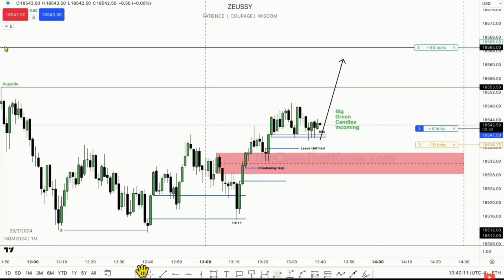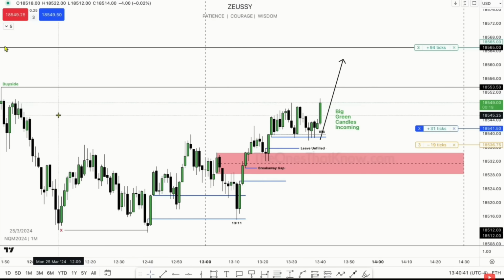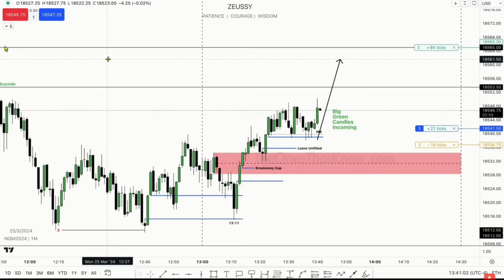This is where we're seeing time distortion take place, where the market is consolidating, going sideways, and we're waiting for the right time for the market to expand. And here we're seeing that expansion begin, where we're beginning to see those big upclose candles.